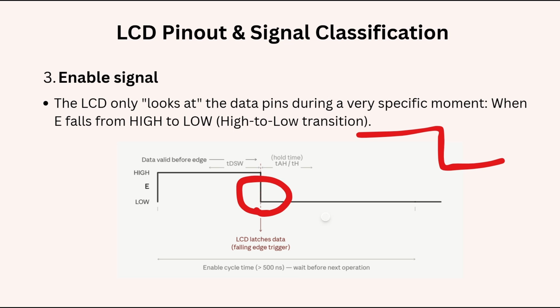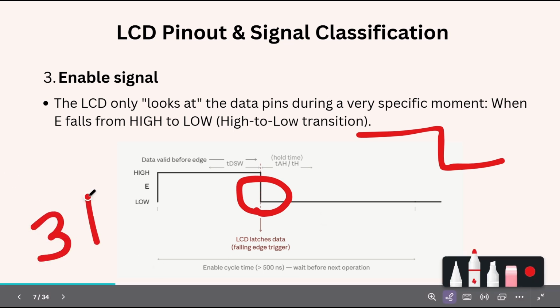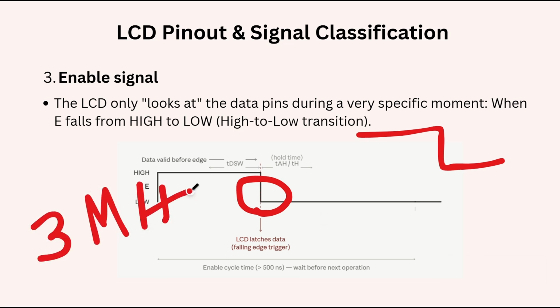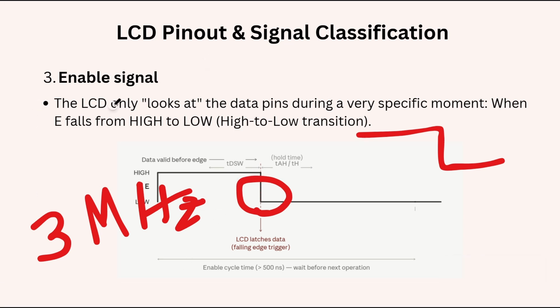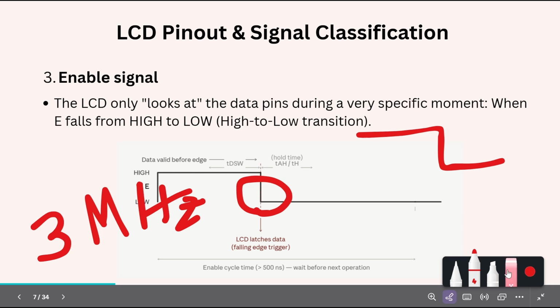The enable cycle time is usually more than 500 nanoseconds. The total time from one enable high to low pulse must be at least 500 nanoseconds. And this is why delay routines are called after every command or data write. The 8085 runs on almost a 3 megahertz crystal, which is about 320 nanoseconds each. So a few instructions can easily provide the delay required before the enable pin can be read by the LCD display. So we will look at how this enable signal and the timing delay are used in the code analysis part of the slide.